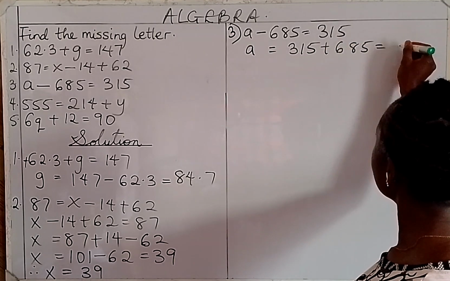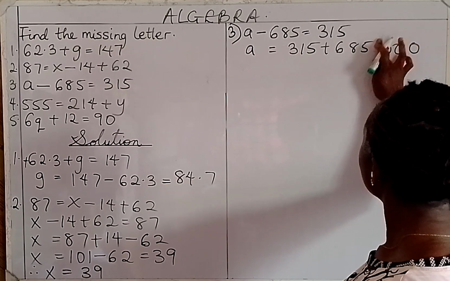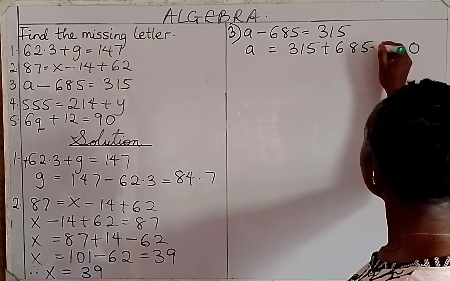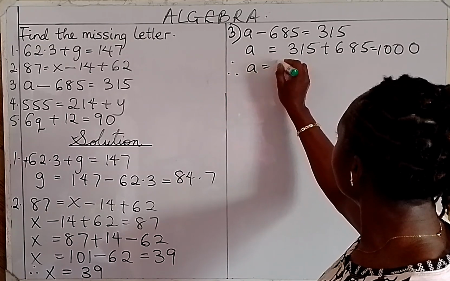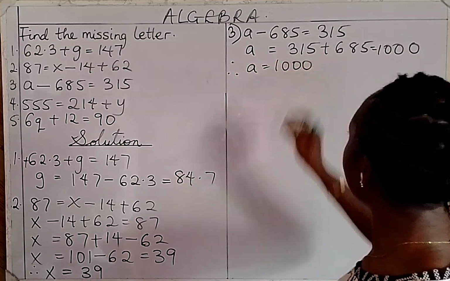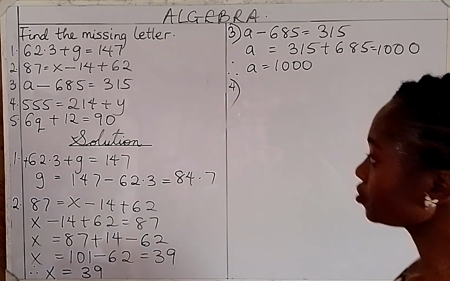5 plus 5, 10. 8 plus 1, 9 plus 0, 6 plus 3, 9 plus 1. So this is 1,000. A equals, therefore, A equals 1,000. All right. Question 4.